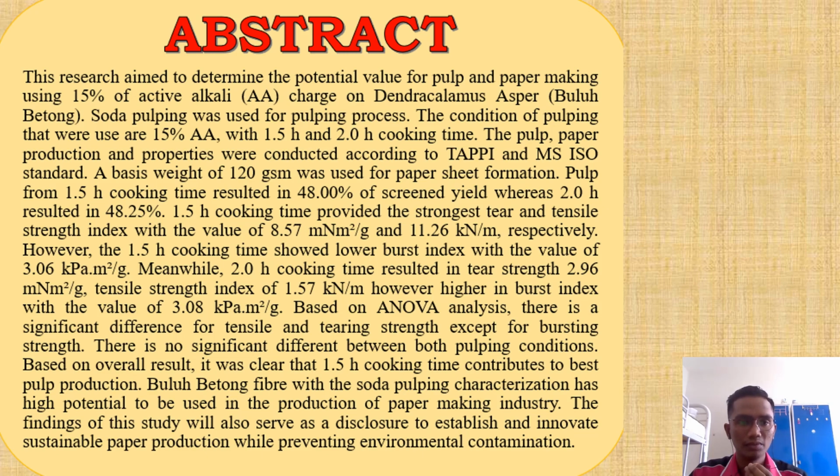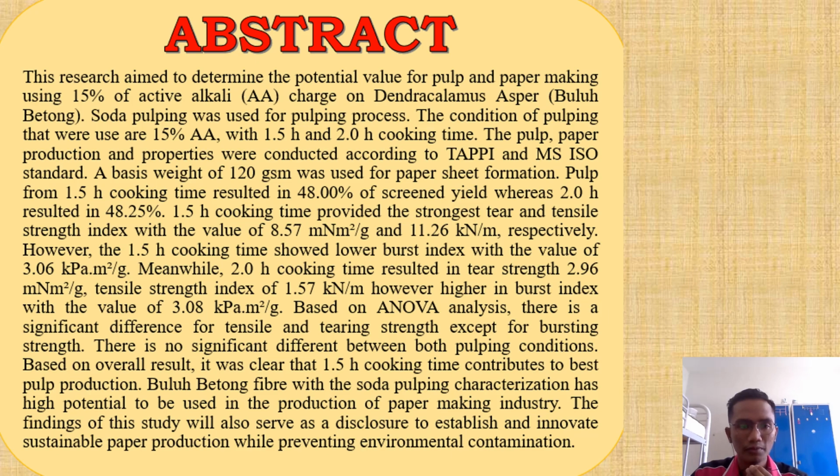This research aimed to determine the potential value for pulp and paper making using 15% active alkali (AA) charge on Dendrocalamus asper, Buluh Betong. Soda pulping was used for the pulping process. The conditions of pulping that were used are 15% AA with 1.5 hours and 2 hours cooking time. The pulp and paper production and properties were conducted according to TAPPI and MS ISO standards. A basis weight of 120 gsm was used for paper sheet formation.